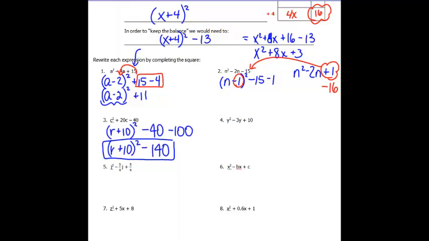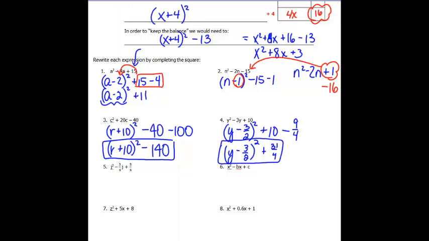Y squared minus 3y plus 10. Now this one's going to challenge us a little bit because we got to deal with fractions. If I take half of 3, that's 3 halves. So I want y minus 3 halves squared. I had the plus 10, so to compensate for adding 9/4, I need to subtract 9/4. So that's going to give me y minus 3 halves squared, and 10 is really 40/4 minus 9/4 is 31/4. And that's my final answer.